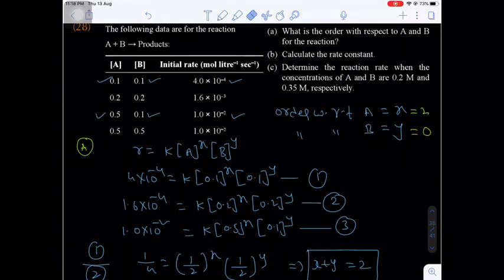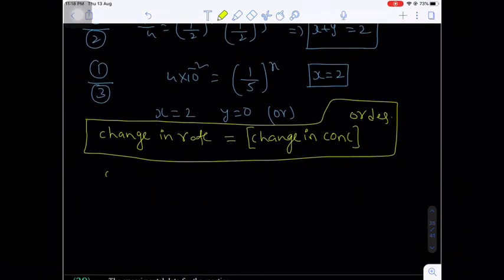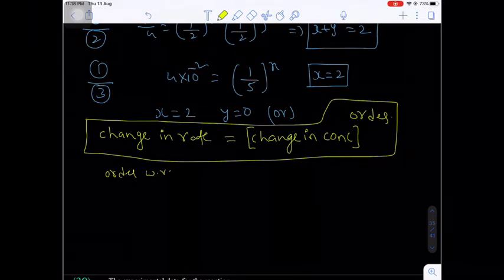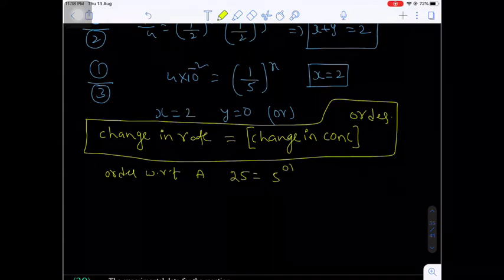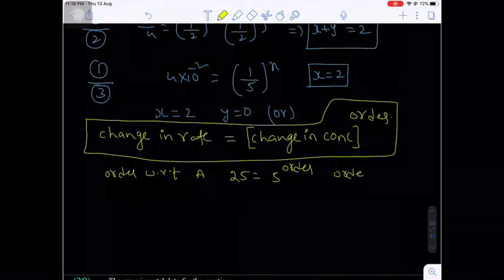Now come to another data. In data number 4, if you compare 4 and 5, the concentration of A in both cases is constant, 0.5, 0.5. But in the B case, the concentration becomes 5 times, still the rate of reaction has no change. Are you getting my point? That means the order with respect to A, as I just told you, the change in the rate will be 25, 5 times of the order. So the order with respect to A will be 2.